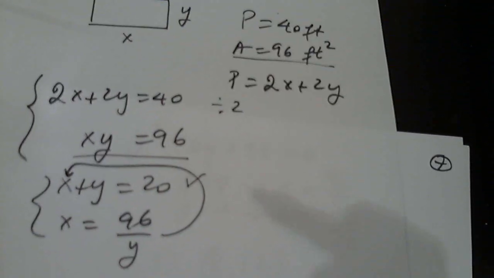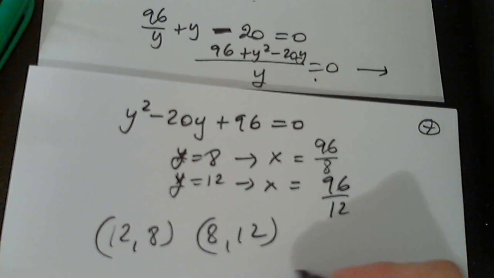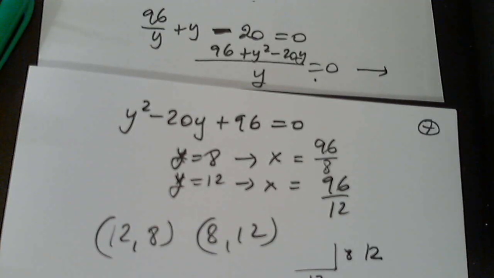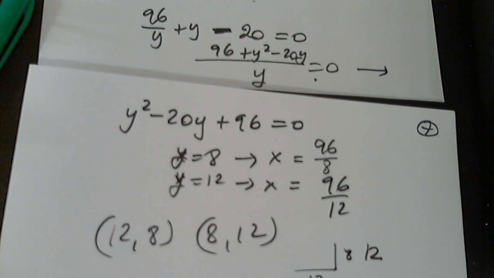So then, indeed x plus y is 20. 12 plus 8 and 8 plus 12, so this is okay. And the other equation is correct. So there are two possibilities, 12 by 8 or 8 by 12. Good. So this rectangle, and I already checked both equations, has two possibilities, and you can say it's only one. I would have to agree, because 12 by 8 or 8 by 12 is exactly the same.